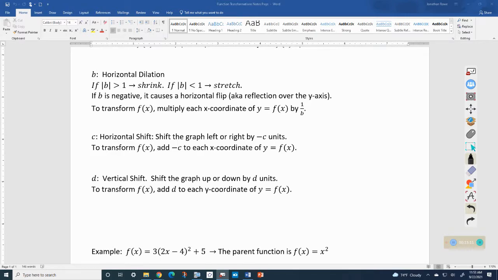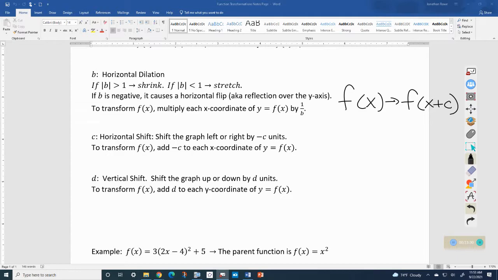Like that. All right, C causes a horizontal shift. And C is anything that is inside of the parent function, added or subtracted inside of the parent function.